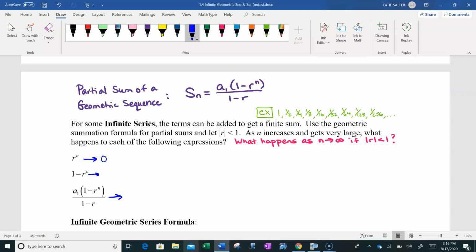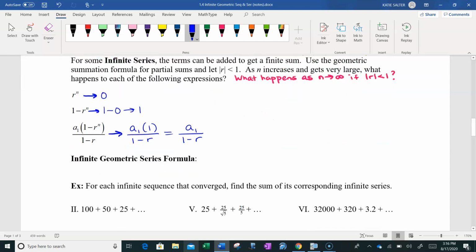So what would 1 minus r to the n converge to? Well, if r to the n converges to 0, then that would be 1 minus 0, which would ultimately be 1. So if we then substitute that into our summation formula for partial sums of a geometric sequence, that would be a sub 1 times 1 divided by 1 minus r, which would ultimately be just a sub 1 over 1 minus r. And that's where we get our infinite geometric series formula, but it only works when the absolute value of r is less than 1.